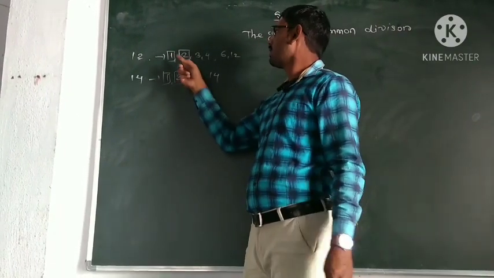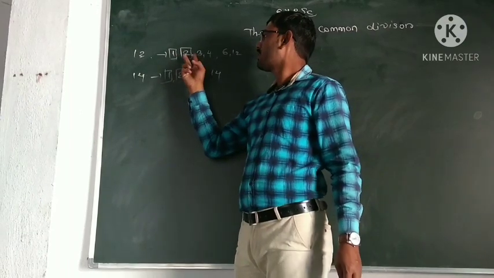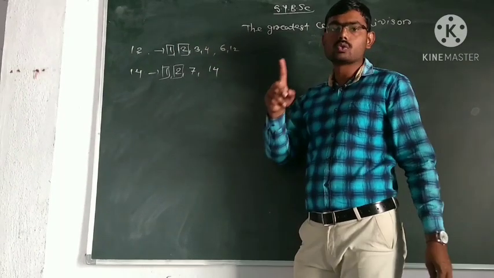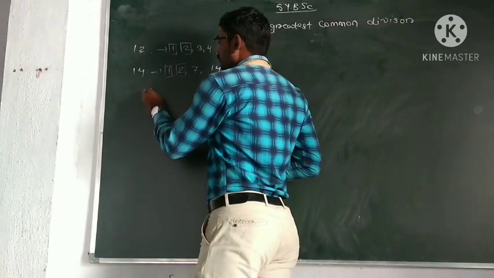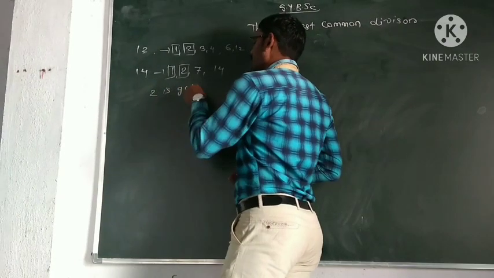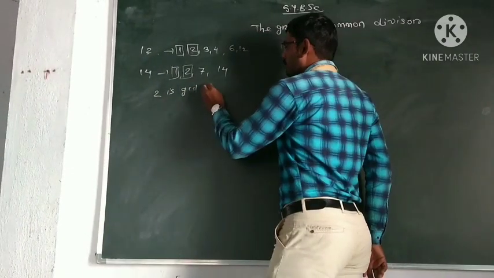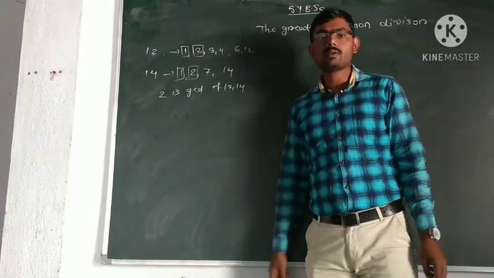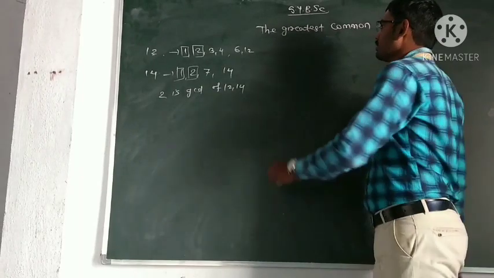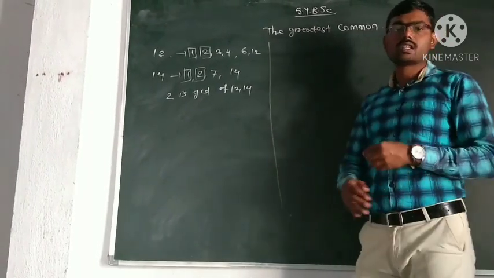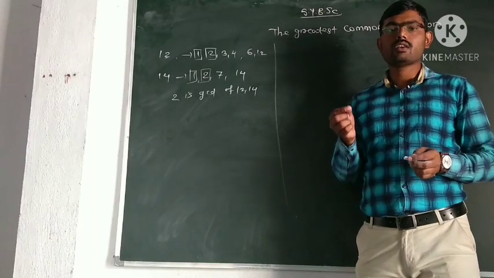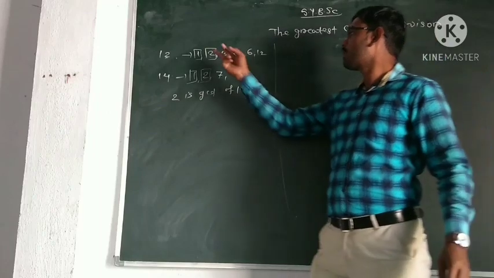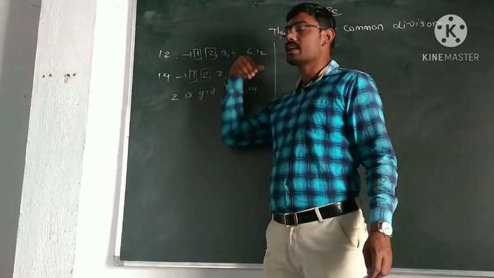Now the only common divisors are 1 and 2. 1 and 2 divide 12, 1 and 2 divide 14. Now the greatest of 1 and 2 is 2. So 2 is the GCD, that is, the greatest common divisor of 12 and 14. This is the idea of the greatest common divisor. Common divisor means a number or an integer which divides both the numbers. Here 1 and 2 are common divisors and 2 is the greatest common divisor.